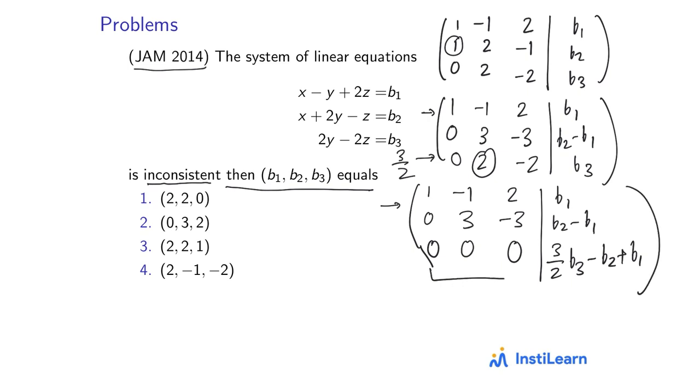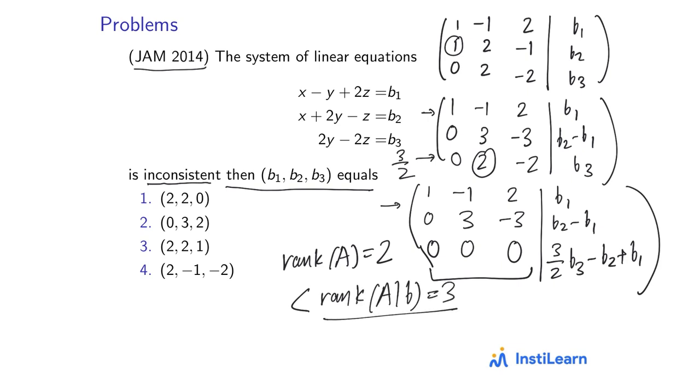So this is my A part, and you can see that the rank of A is 2. Okay, and now if you want inconsistency, this should be strictly less than rank of augmented matrix AB. Okay, so we want to make it equal to 3. It means this part shouldn't be 0. So this expression shouldn't be 0. If you multiply by 2, it says that 3b3 minus 2b2 plus 2b1. This should not be 0 for inconsistency.